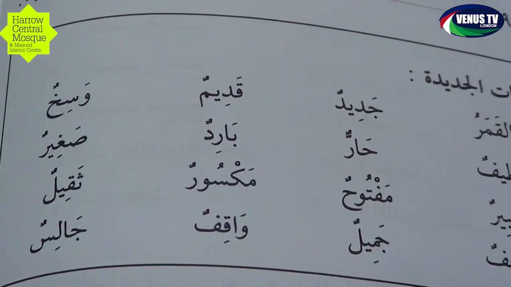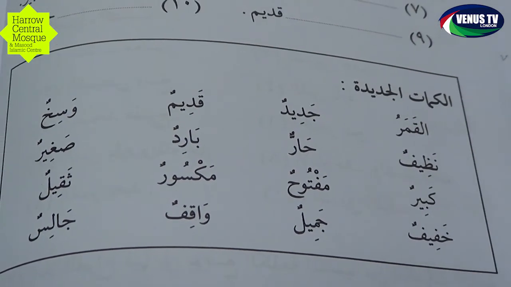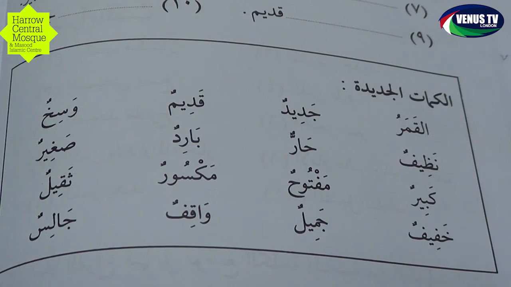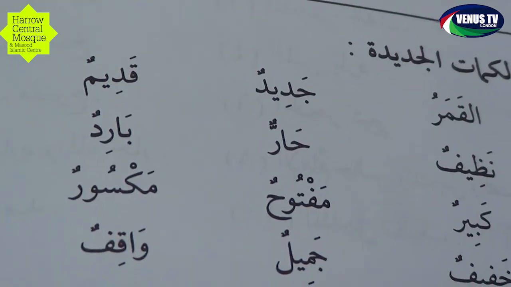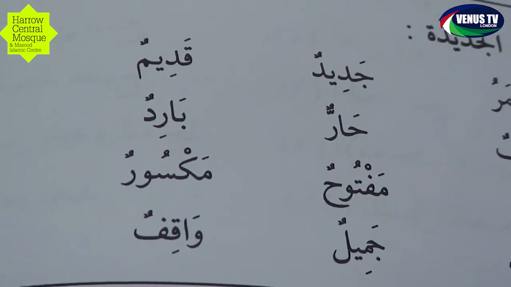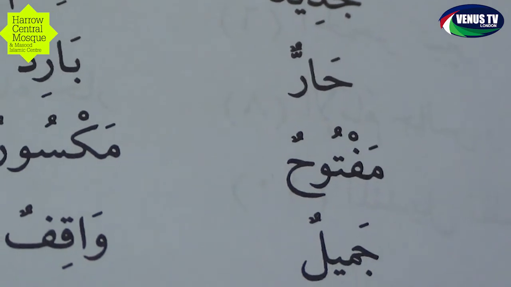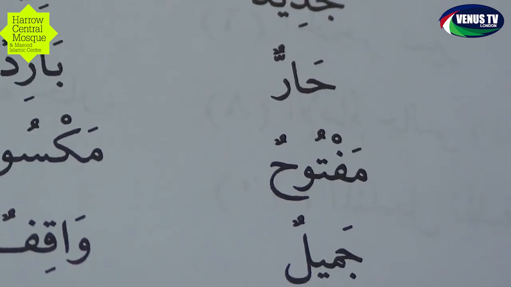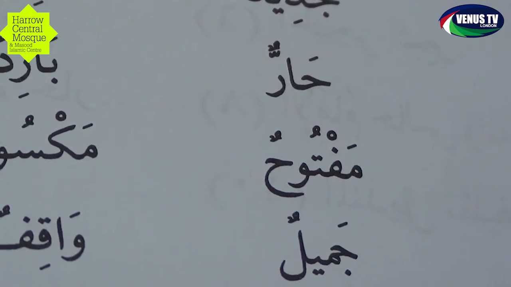Nazifun means clean. Khafifun means light. Okay, I'll repeat it again from the top. Al-qamaru means moon. Nazifun means clean. Kabirun means big. Khafifun means light. Jadidun means new. Harun means hot. Stop me if I'm going fast.